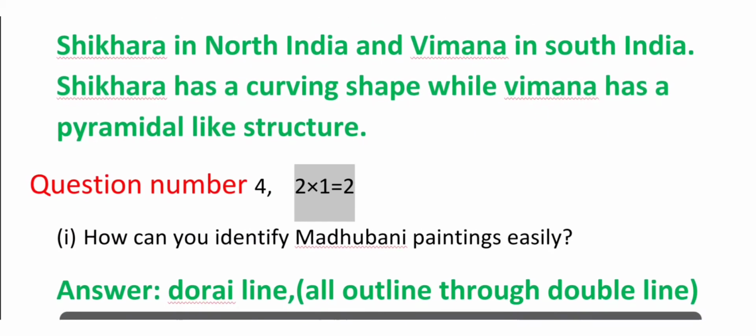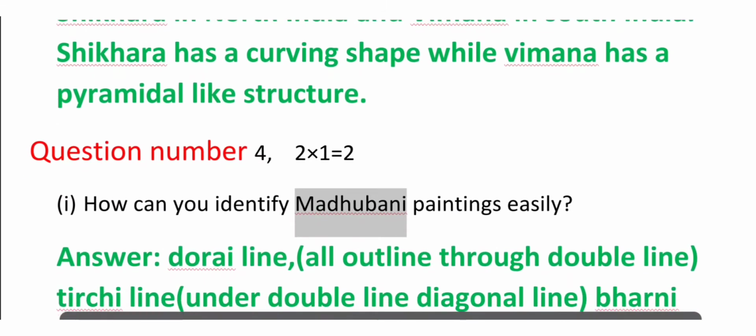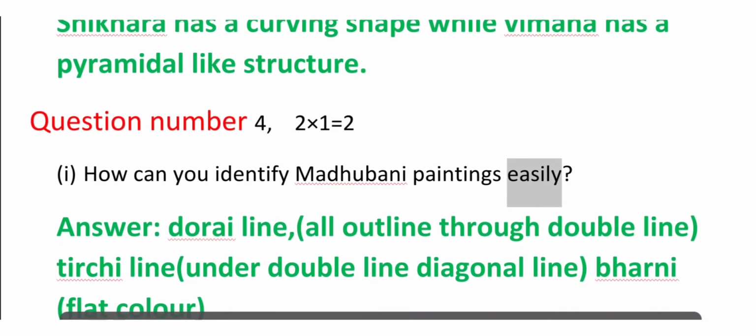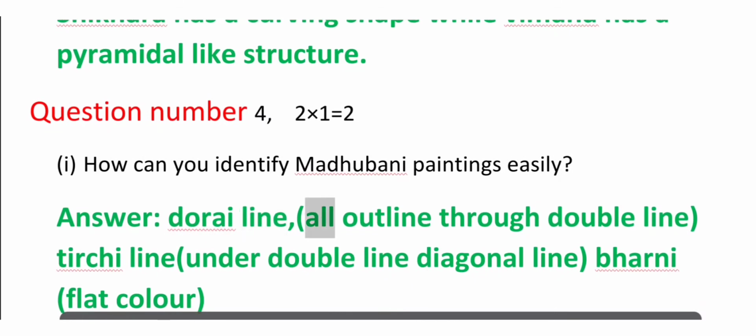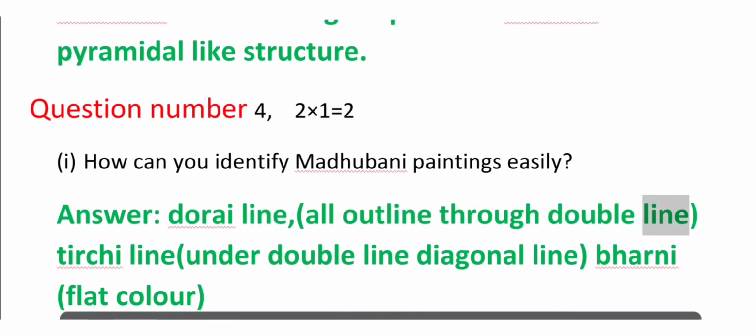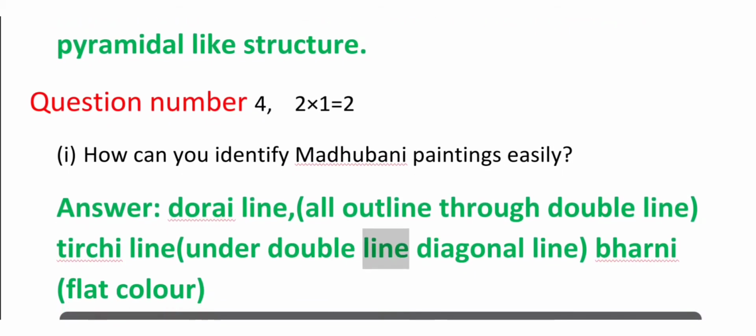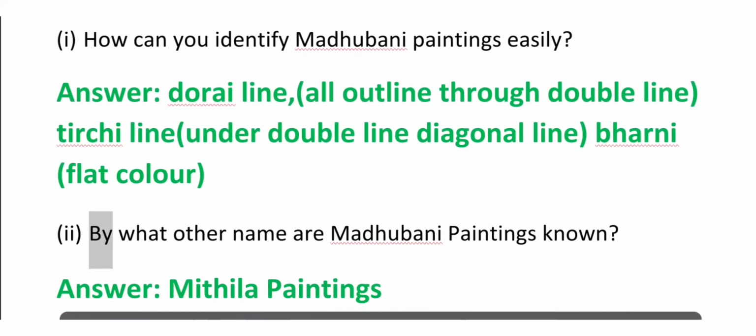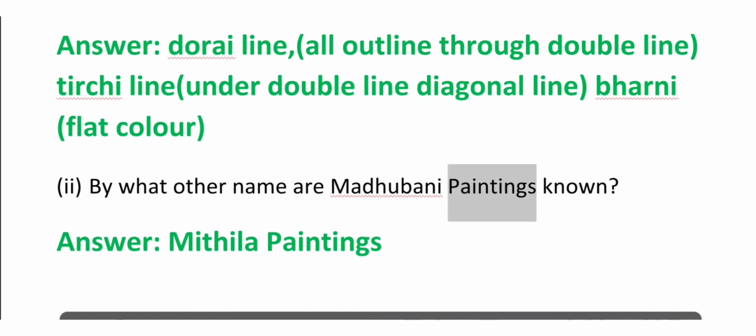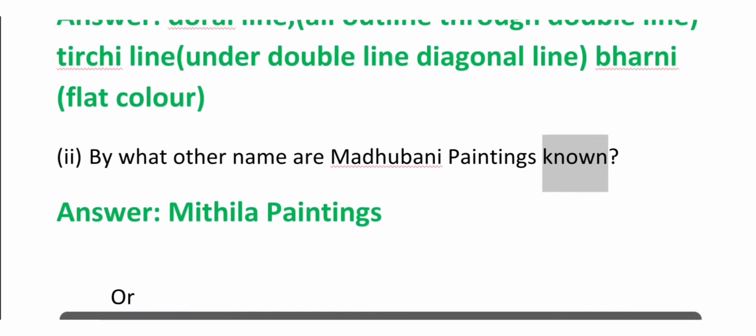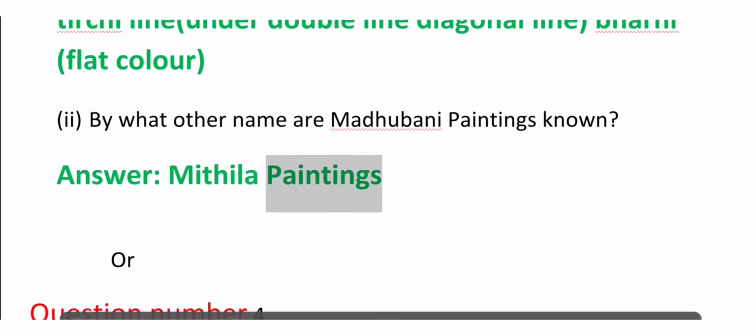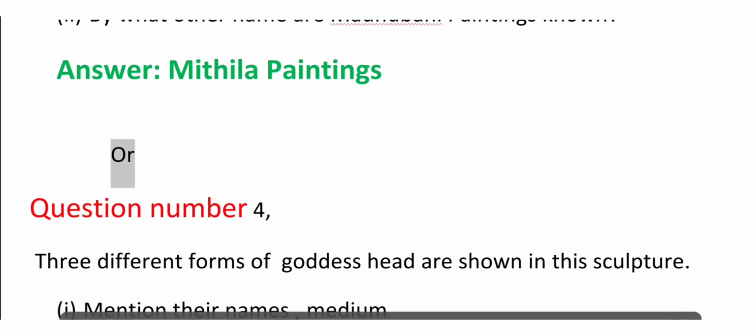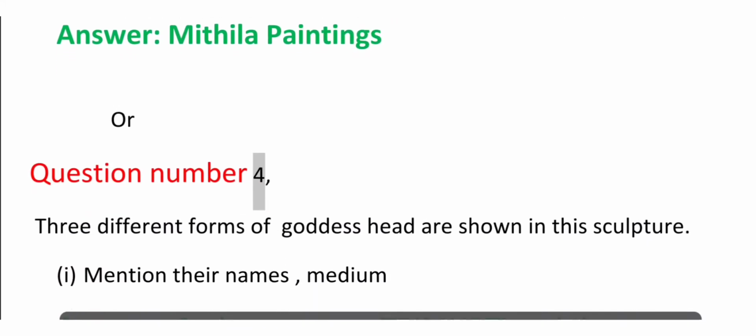Question number 3. How can you identify Madhubani paintings easily? Answer. Double line, outline through double line, Tirchi line under double line, diagonal line, Bharni, flat color. By what other name are Madhubani paintings known? Answer. Mithila paintings.